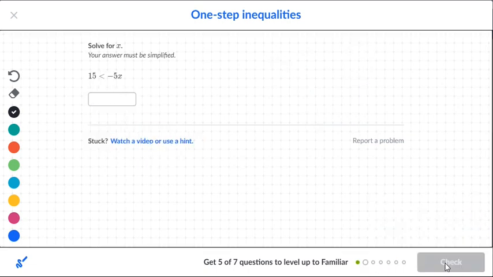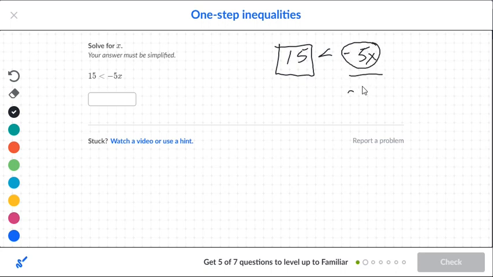Okay, next question. You have 15, an inequality sign, and negative 5x. Going to box the numbers, circle the letter. Be careful here. The letter is negative, so you have a negative 5. Since the letter is negative, I have to turn the sign the other way. So I'm going to use my right hand. Cross these out. There's my x. 15 divided by negative 5 is negative 3.